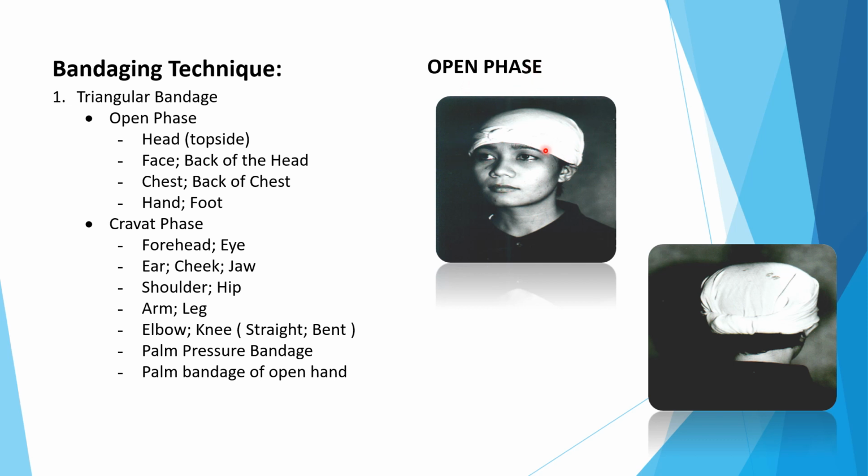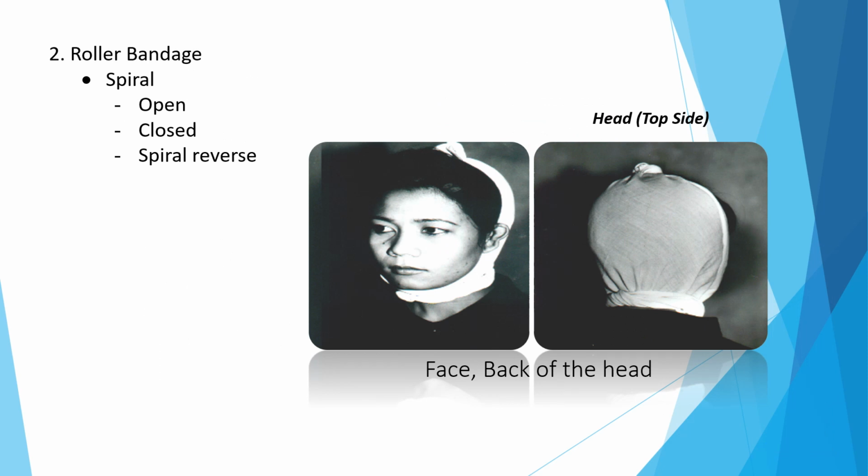So, in open face, you may do head top side, face, back of the head. Another is the chest or back of the chest, and of course your hand or foot. While in your cravat, we have the forehead, the eye, the ear, cheek and jaw, shoulder or hip, and then we have your arm or leg, elbow or knee, straight or bent, palm pressure bandage, and palm bandage of open hand. So that's it. So I'm going to show you pictures of that. You have that one in your handouts.